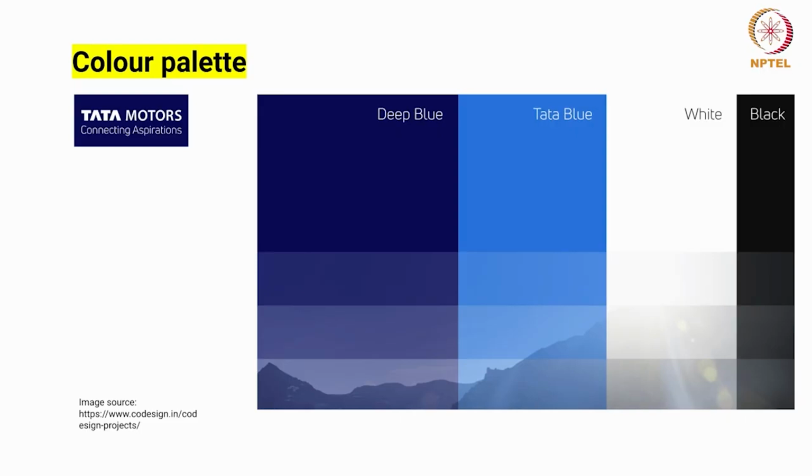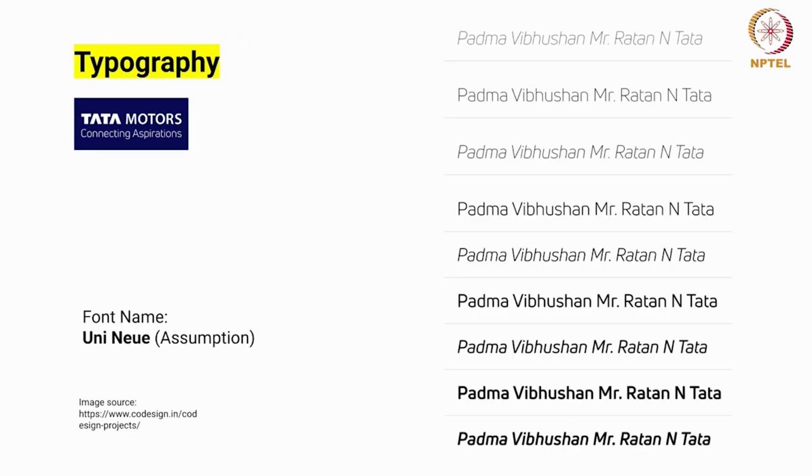Blue is always associated with trust and confidence, and this is where they have purposely used the concept of color theory and how it plays with our emotions. They also come with different naming: you can see deep blue, Tata blue, white and black, and that creates a good correlation and a strong depiction of the brand.